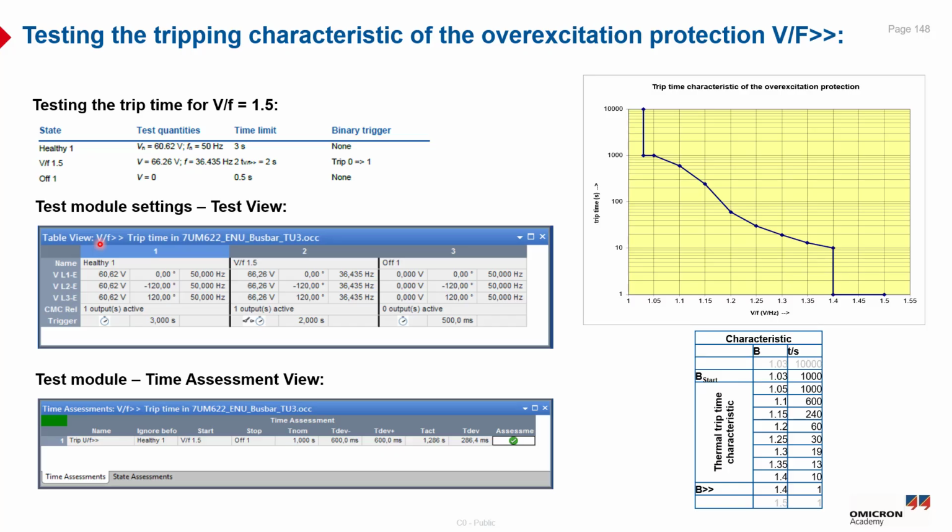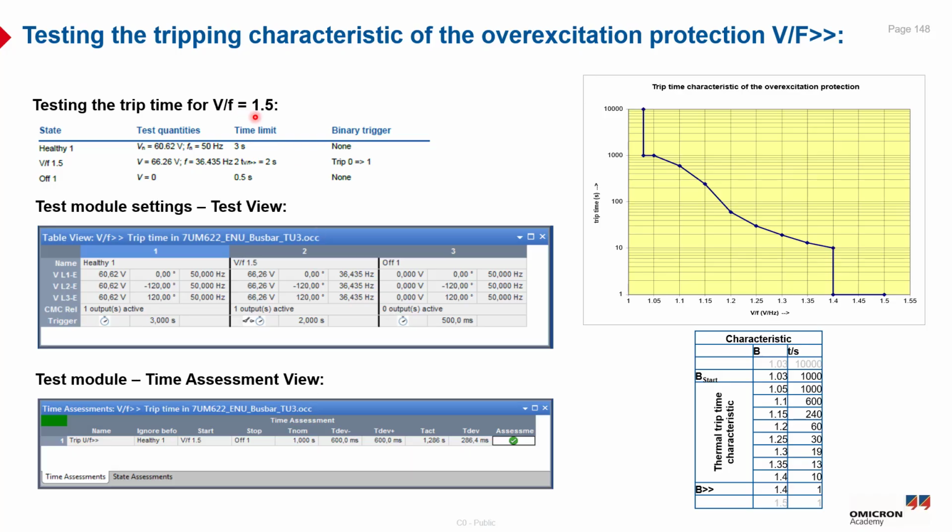Alternatively, the V over F double greater stage must be configured with a separate trip command to allow independent testing. These precautions ensure that the V over F double greater stage can be accurately evaluated without interference from other protection functions. You can see from here now state number 1, state number 2 at 1.5 per unit value of the V over F, and state number 3 which is off. You can use the trip command as a trigger condition for state number 2 to test the trip time of the second stage.